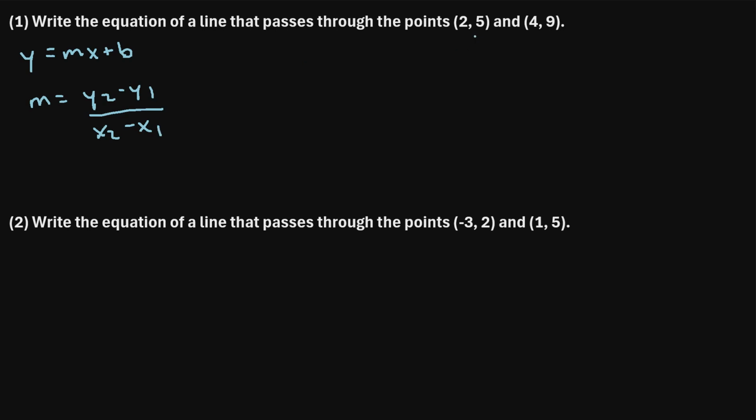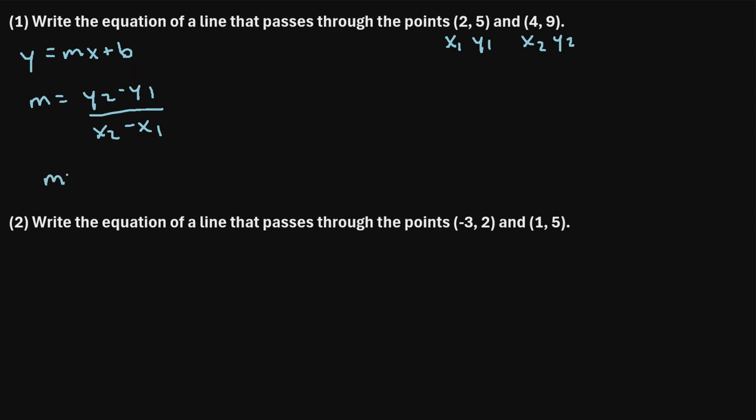So if we're given 2 points like this, we can label them in this manner. This first point can be x1, y1, and this second point can be x2, y2. So if we just plug these values into this formula, we can find the slope of the line. So let's go ahead and do that.